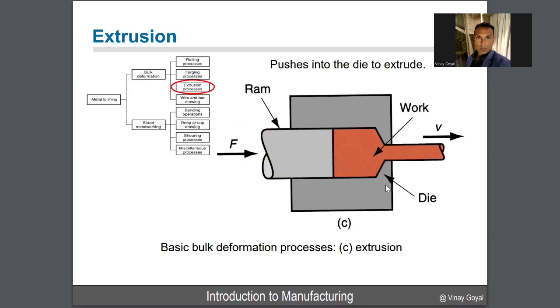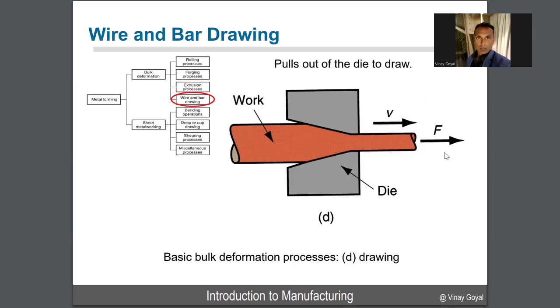Here I'm pushing it through a die, creating the material called extrusion, and then here I'm pulling it, I'm drawing the material, and this is one of the processes we use to create wires and other types of bars.